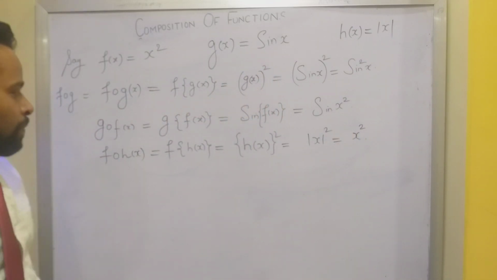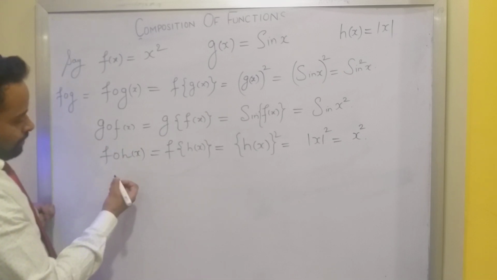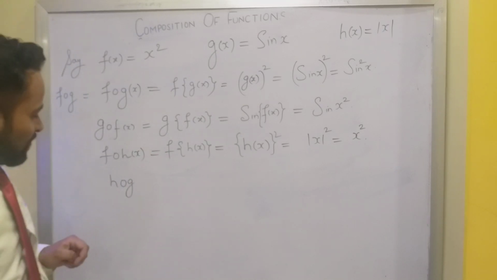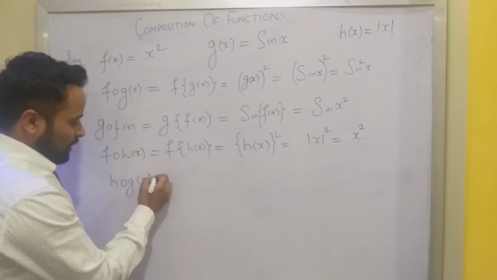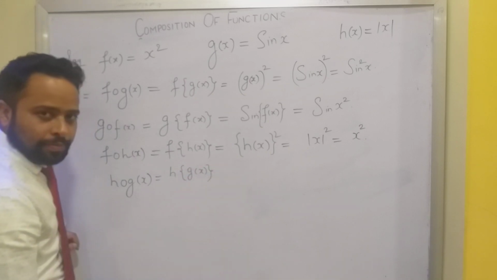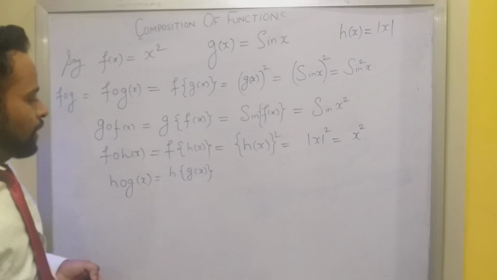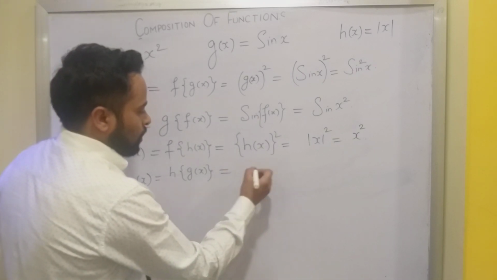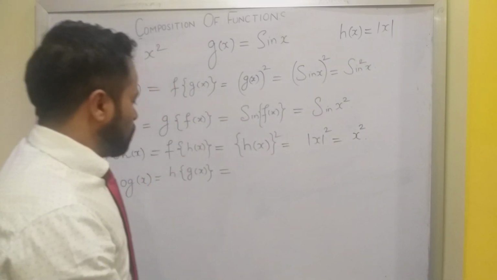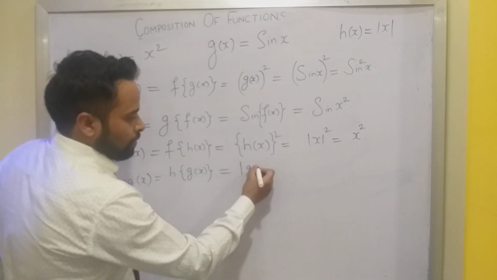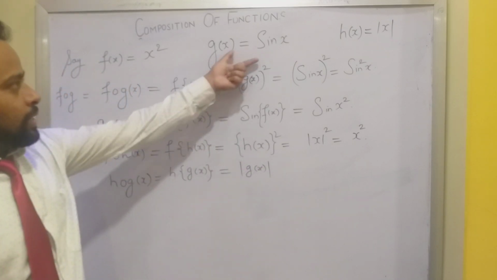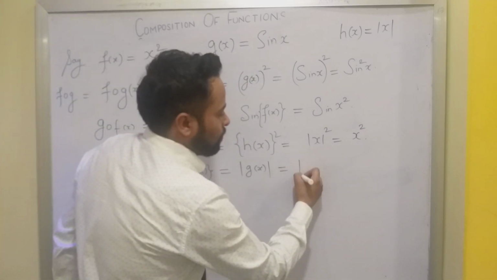The last one for your practice, okay? Let us write HOG of x. So it is h of g of x. What is h of g of x? h of x is mod x. So mod, and what is g of x inside? g of x is sin x. So write mod sin x.